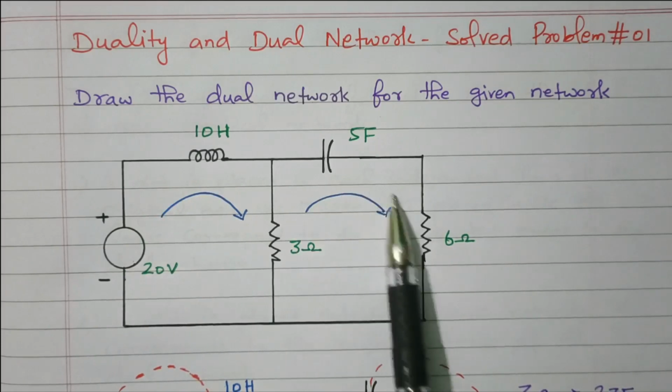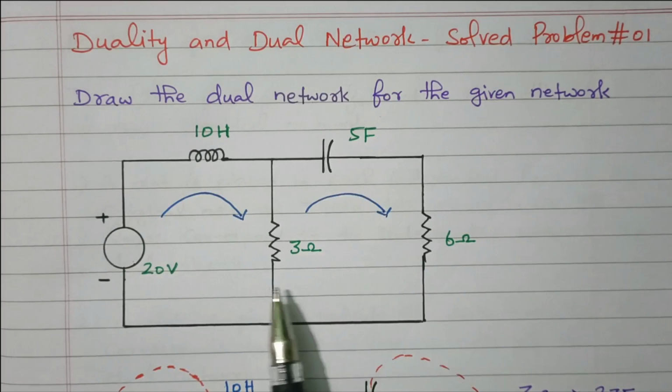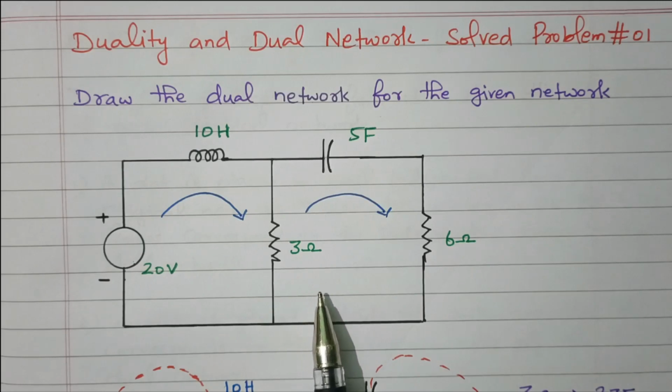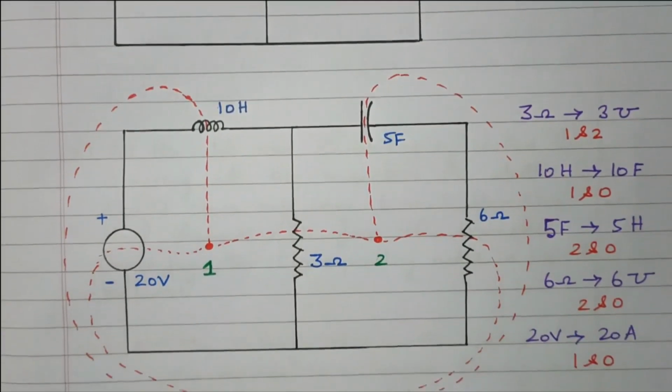This is another loop. Current is flowing through the capacitor and these 2 resistors. So there are 2 loops available. So step 1 is we need to put a dot in each and every loop. Now we'll refer to another diagram having the dots.